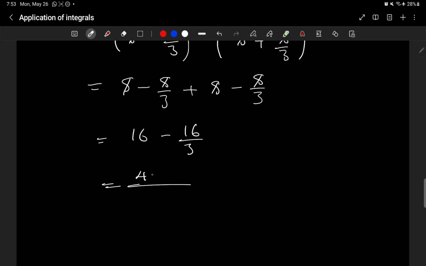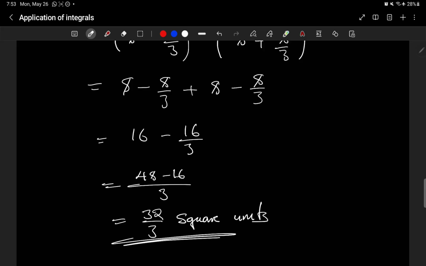So here we get 48 minus 16 over 3, which reduces to 32 over 3. Since this was area and we were not given the units, we'll just go with square units. So this is how we go about it.